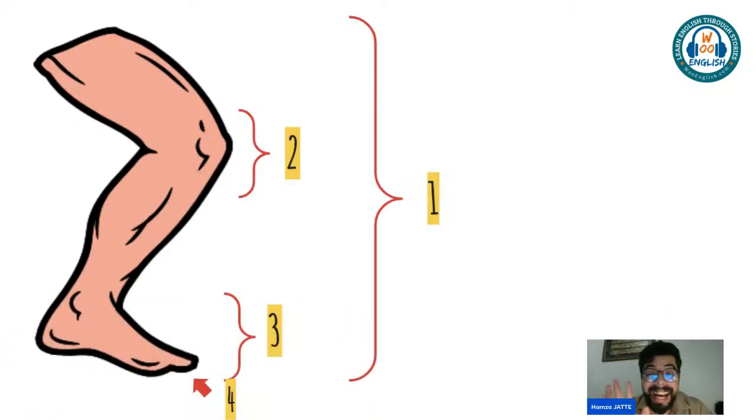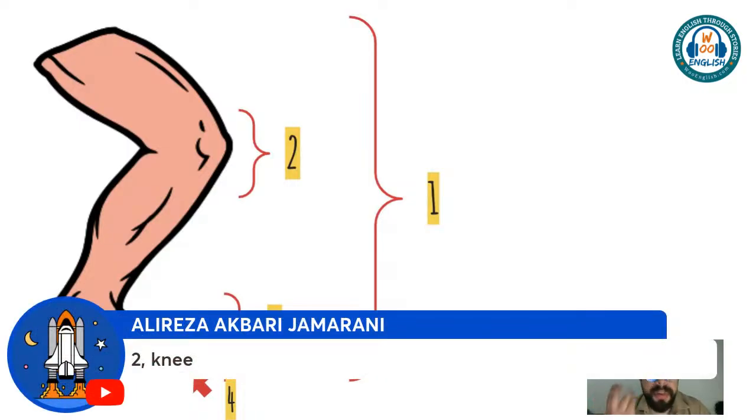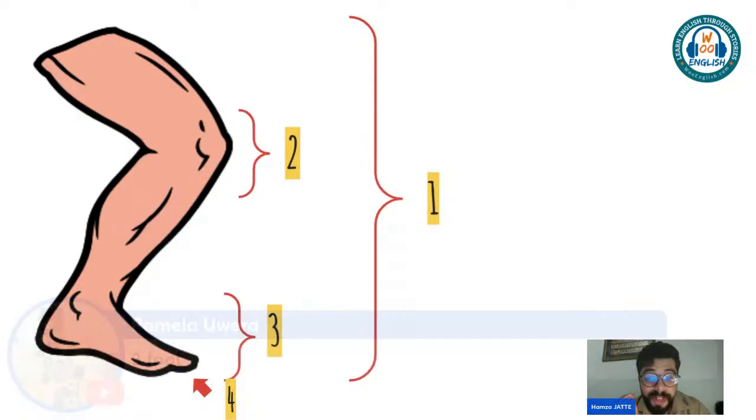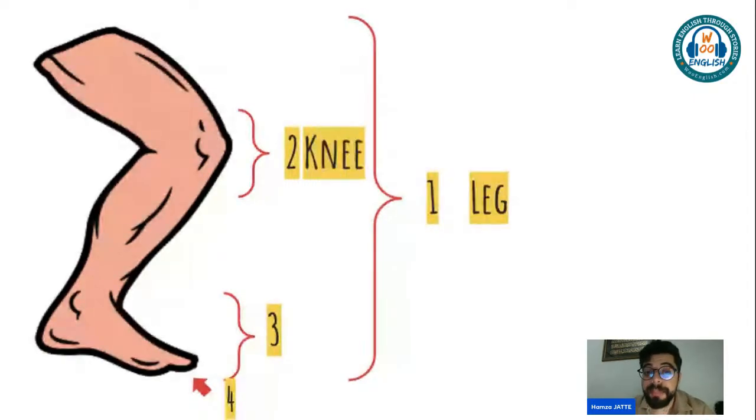So, as we said in the beginning, this word is pronounced knee without the K. We don't pronounce the K. Number 3 is a foot, and you are correct. Absolutely. So let's go through them again. Leg, knee, again knee, we don't pronounce the K.